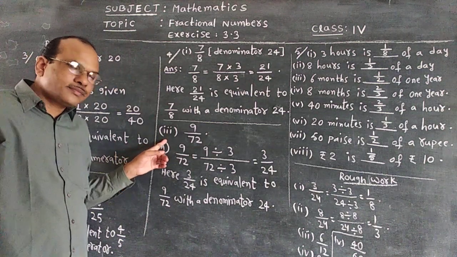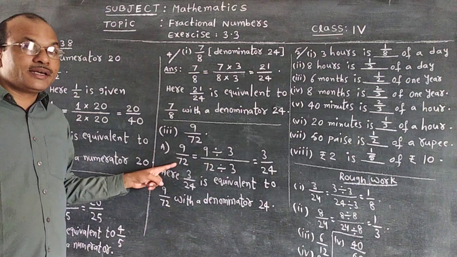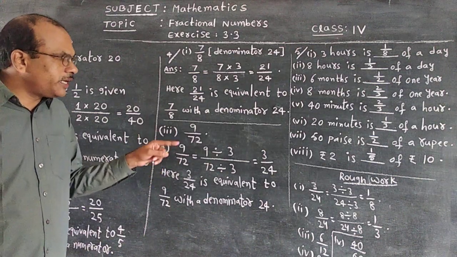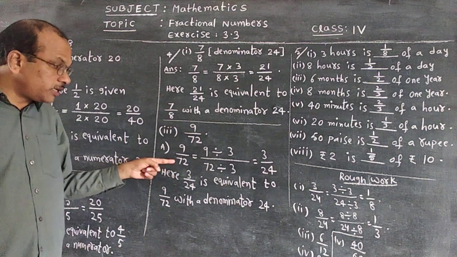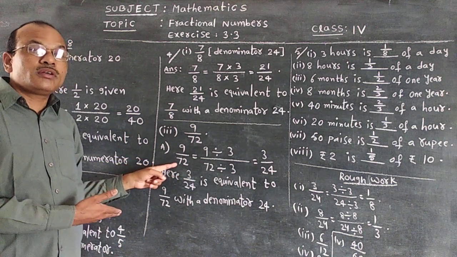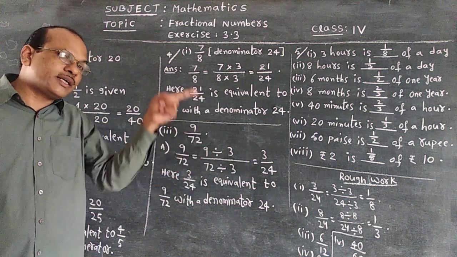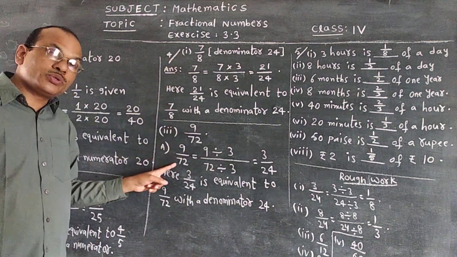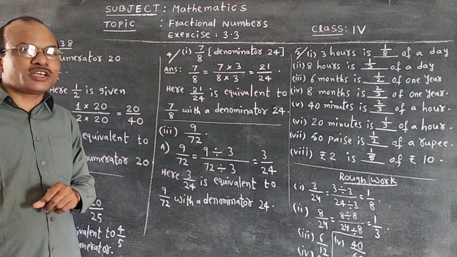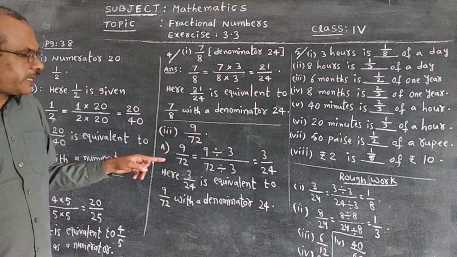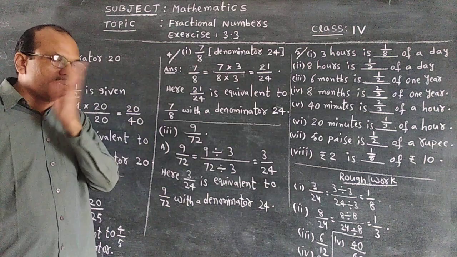For the same, 9 by 72. Here 9 by 72 is taken, see once here. Denominator, they want 24 here also. But here the denominator is already 72. Now 72 should multiply with something to get 24, or 72 should be divided by something to get 24. That we should think of. But it cannot be with multiplication. It should be with division.